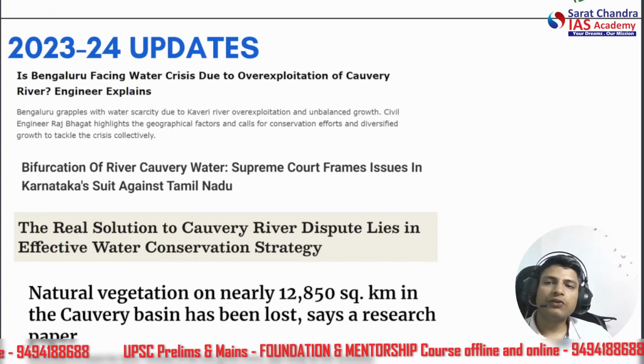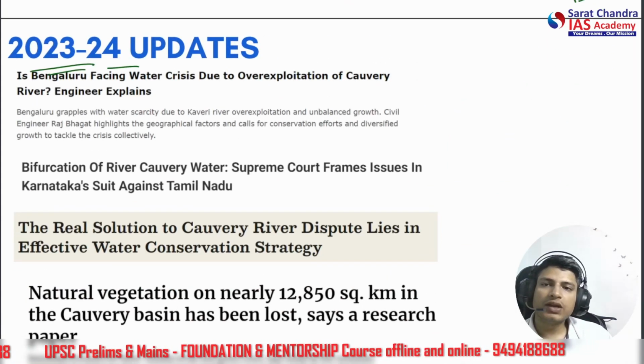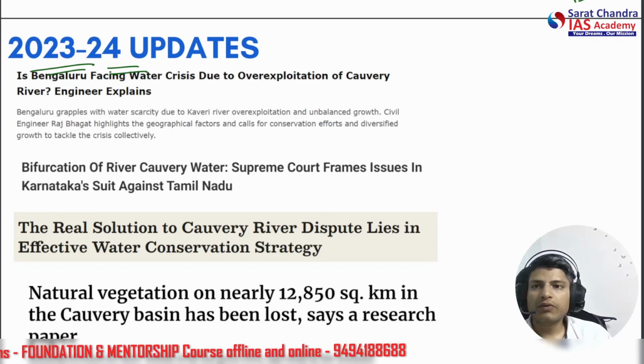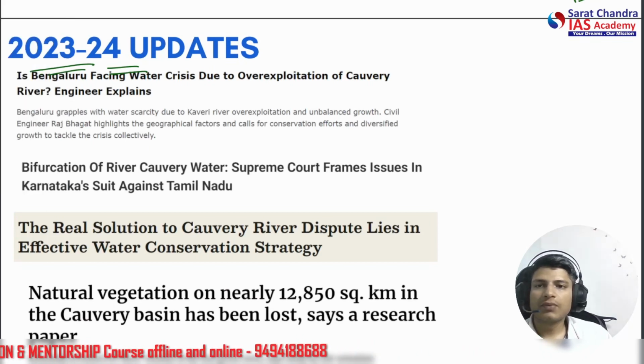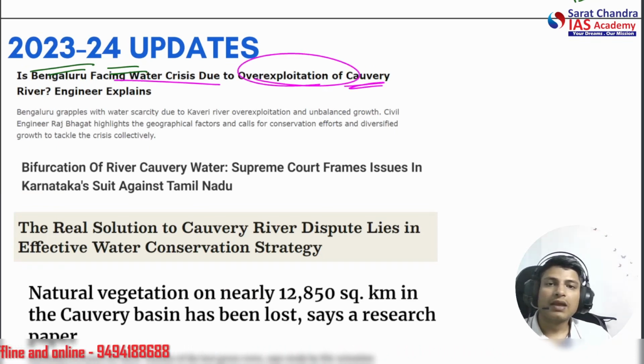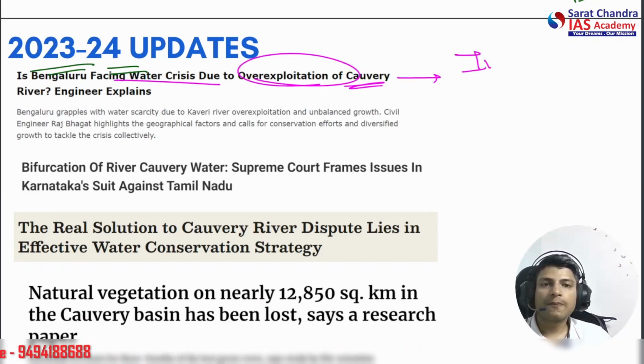All right. Now let's talk about the 2023 and 2024 updates. So what should we read this year about the Kaveri? What is the issue that has come this year? Bengaluru is facing a water crisis due to over exploitation of Kaveri. This can be a question in the interview as well as prelims somewhere.